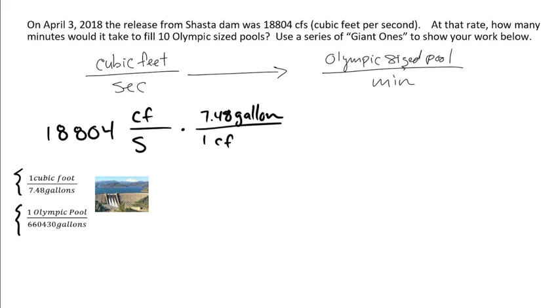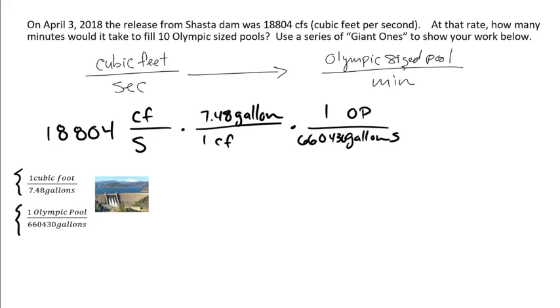And now I want the gallons to go away. So I can use this other conversion factor, right? I'm going to put a gallon on the bottom, and I'll abbreviate OP, an Olympic pool. So 1 OP, 1 Olympic pool is, oh my goodness, 660,430 gallons. That is the amount of water that it takes to fill, I guess, adequately an Olympic-sized pool.